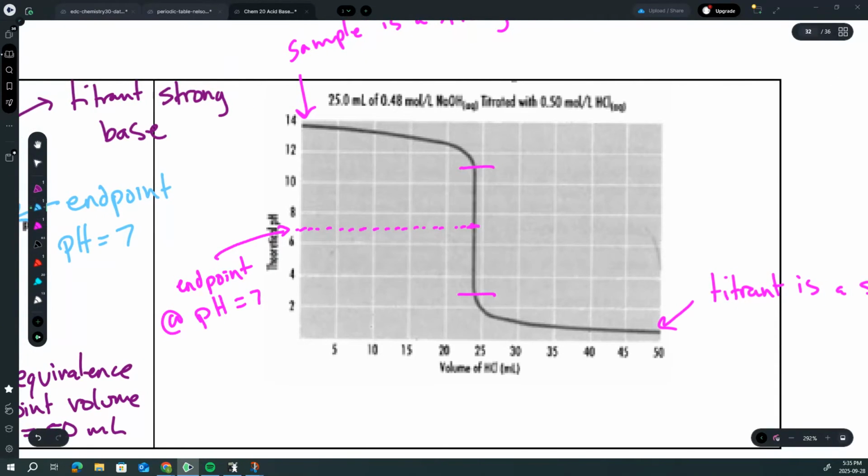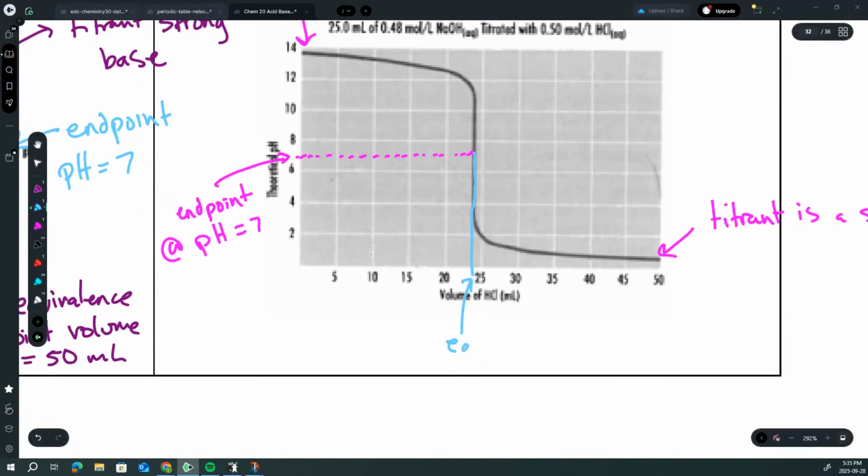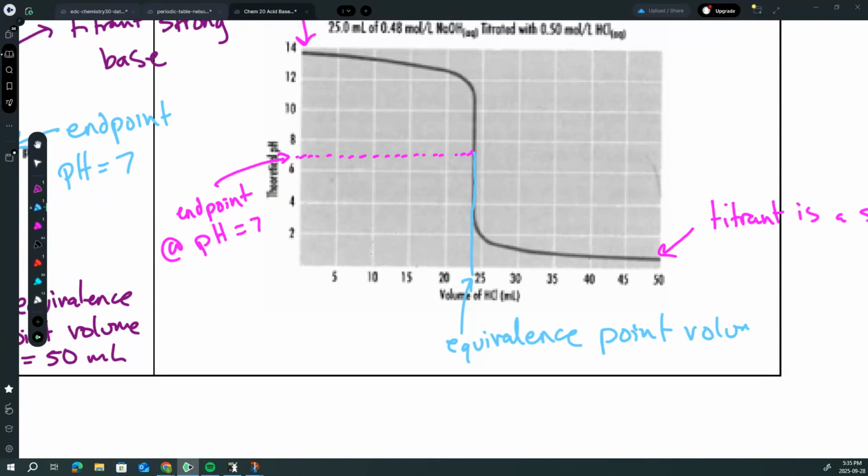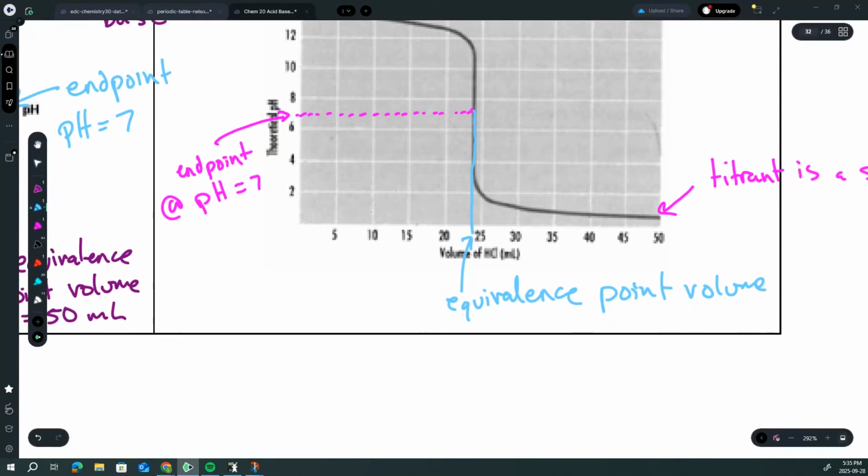And our equivalence point volume, I'm just going to get rid of these lines because the whole point of those lines I just erased was to help me eyeball the endpoint. So now if I trace my finger down, that wasn't a very straight line. So my equivalence point volume looks like it's happening at about 24 milliliters.